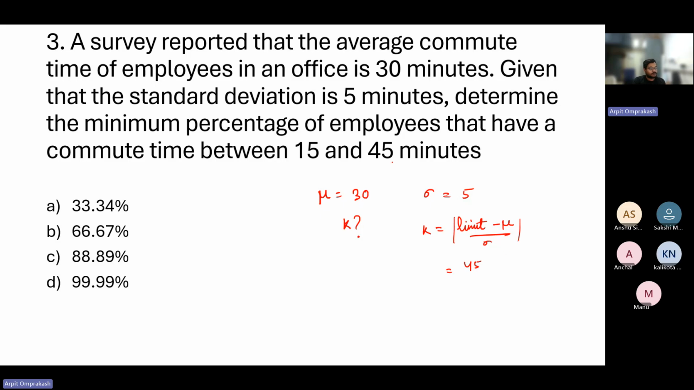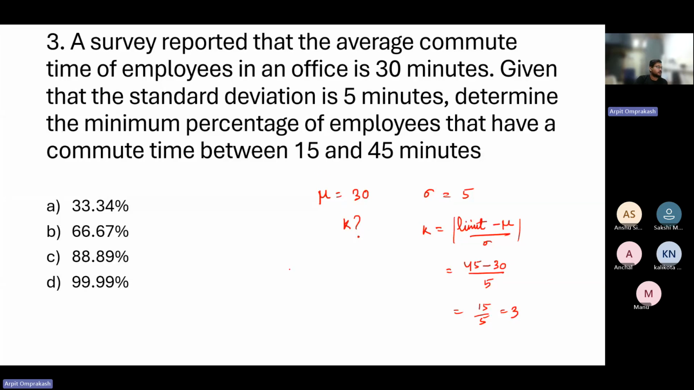So what we do is 45 minus mean, which is 30, divided by standard deviation, which is 5. So the value of k for this will be 15 by 5, which is 3. Right. So the value of k here will be 3. You can also see that 3 into 5 is 15. So 15 plus 30 gives us the upper limit, and 30 minus 15 gives us the lower limit, which is 15.